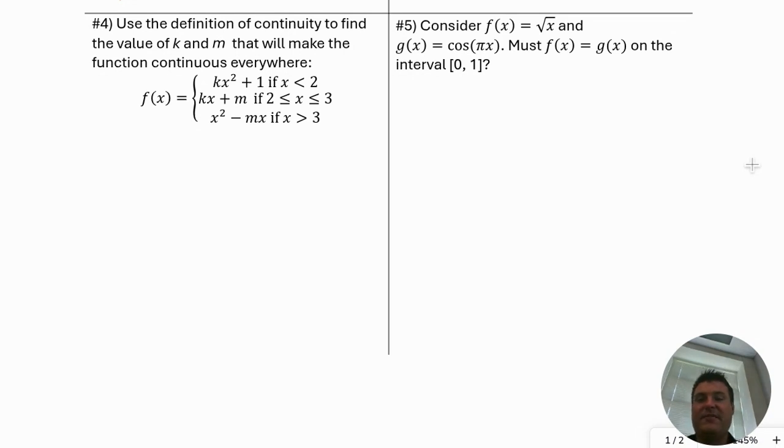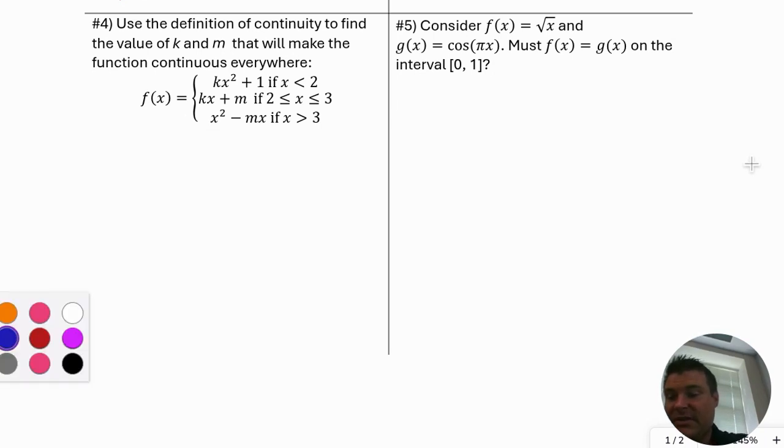Number 4, use the definition of continuity to find the value of k and m that will make the function continuous everywhere. So here's a continuity problem where what we're trying to do is figure out how I am continuous. Using this definition, we want to look at each piece and make sure that they are equivalent to each other. So I'm going to do this like this.